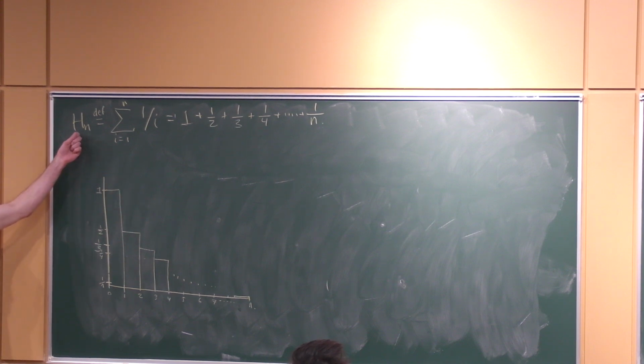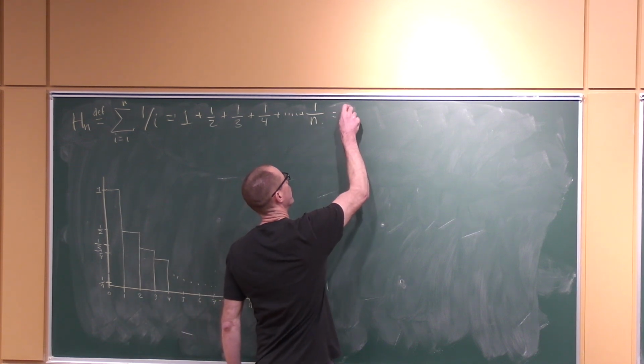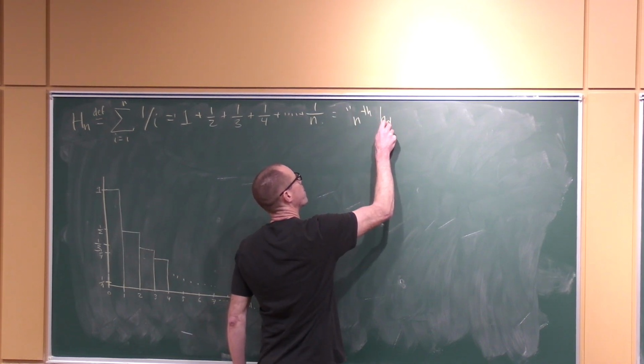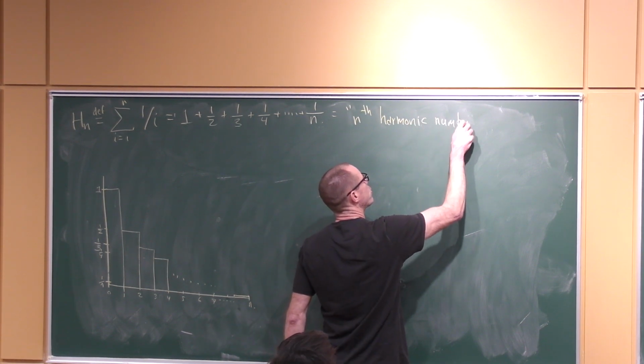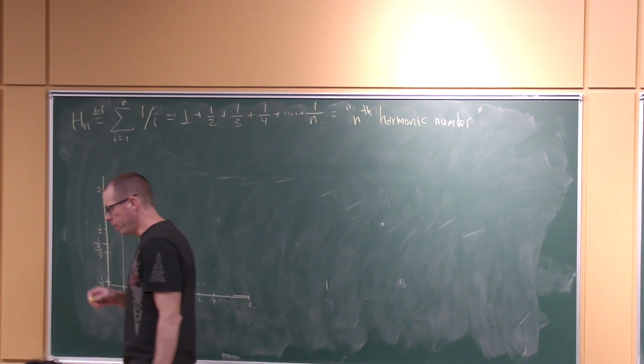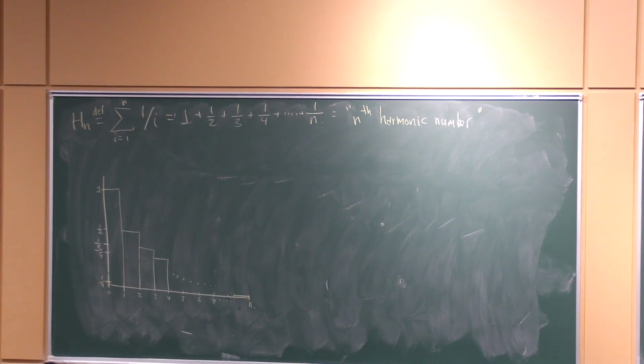And I said that that's so important that we give it a name, Hn. It's called the nth harmonic number. And it shows up all the time in probability and randomized algorithms, in the analysis of randomized algorithms. So it's useful to know some things about it. And I told you that basically this thing is very close to ln of n, the natural logarithm of n.